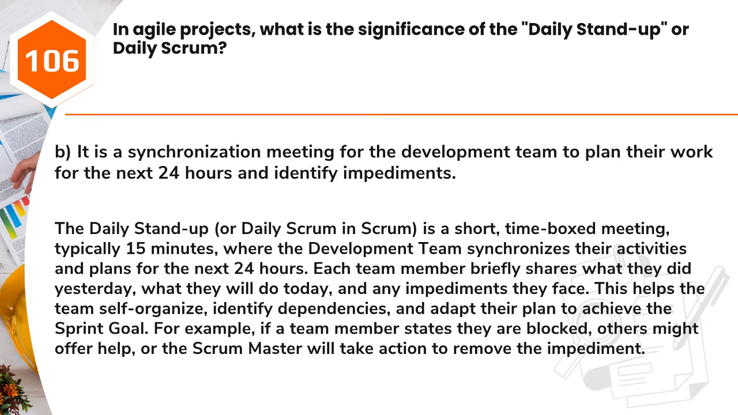Answer: B. It is a synchronization meeting for the development team to plan their work for the next 24 hours and identify impediments. The daily stand-up, or daily scrum in Scrum, is a short, time-boxed meeting, typically 15 minutes, where the development team synchronizes their activities and plans for the next 24 hours. Each team member briefly shares what they did yesterday, what they will do today, and any impediments they face. This helps the team self-organize, identify dependencies, and adapt their plan to achieve the sprint goal. For example, if a team member states they are blocked, others might offer help, or the Scrum Master will take action to remove the impediment.